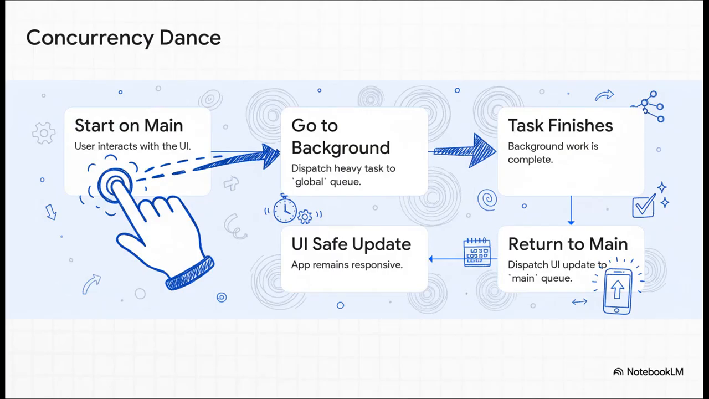So here's the full dance, step by step. It starts on the main thread when the user taps a button. From there, you immediately use DispatchQueue.global.async to kick off the heavy work in the background. Once that background work finishes, right inside that same code block, you make one more call, DispatchQueue.main.async. This sends the final UI update job back to the main thread where it can safely update the screen. The result, a perfectly responsive app the entire time.